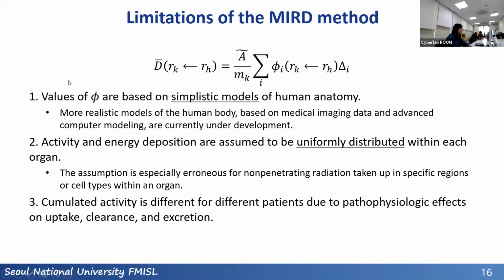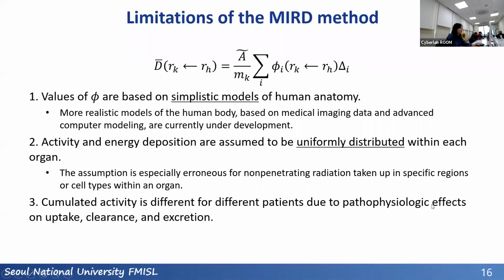So it is simple, but there are still limitations because it is just based on a simplistic human model. So the S value is not very individualized. We need a more realistic model, but it is still under development. Also, the main assumption is that all the radionuclide uptake or energy depositions are uniformly distributed within the organ, but that is not very true in reality. So this is another limitation. Also, it is not very appropriate for individualized dosimetry.